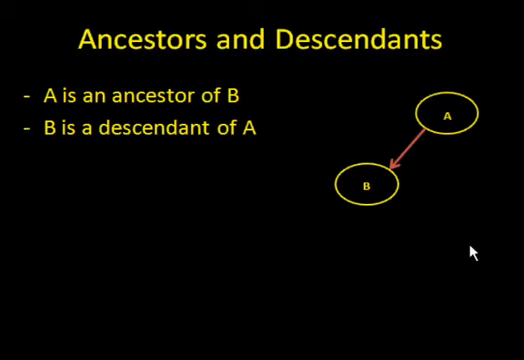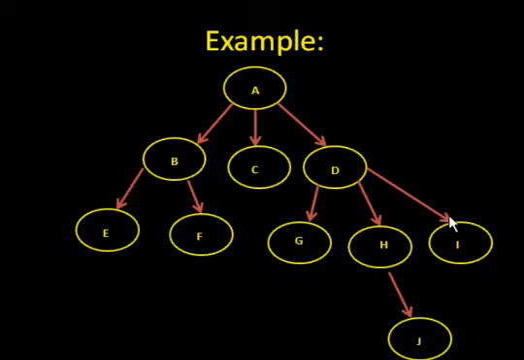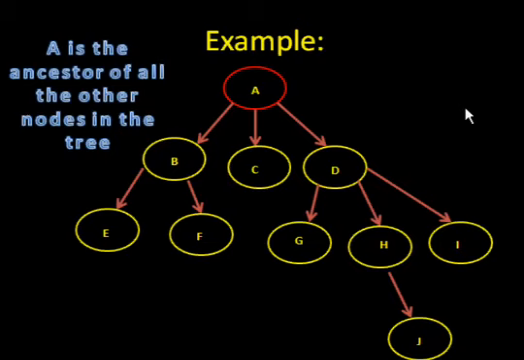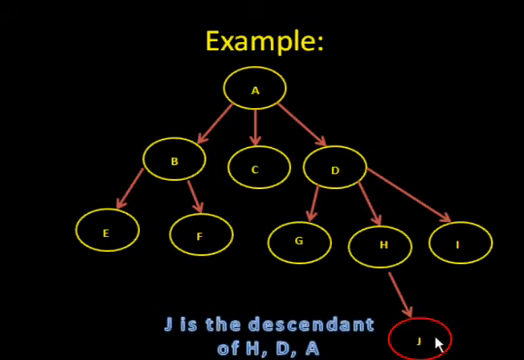Ancestors and descendants. In this example here, you can say that A is an ancestor of B. B is a descendant of A. If it helps, you can consider this like a family tree, where the top of the tree will be the furthest ancestors, and everything coming from it is a descendant. I'll use another example to clarify that. A is the ancestor of all the other nodes in this tree that we have in front of us. J is the furthest descendant of the tree, being the descendant of H, D, and A.